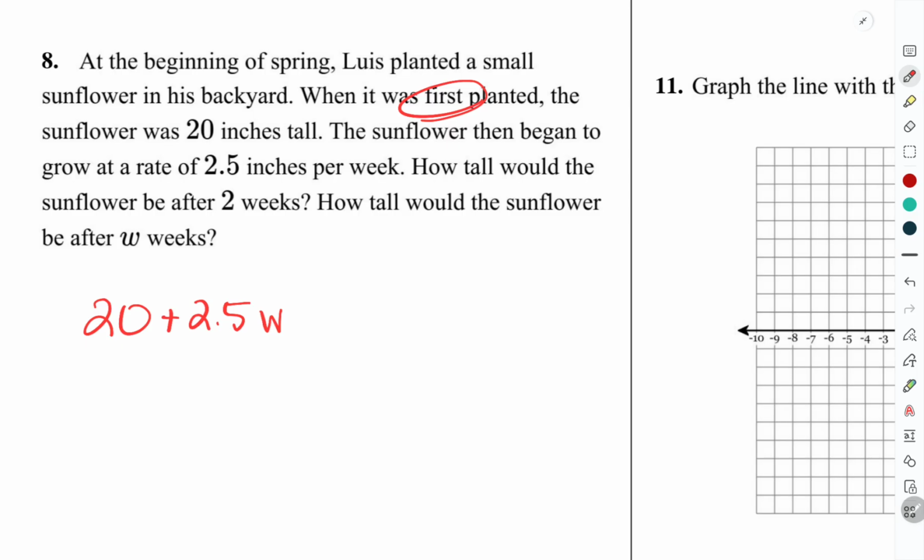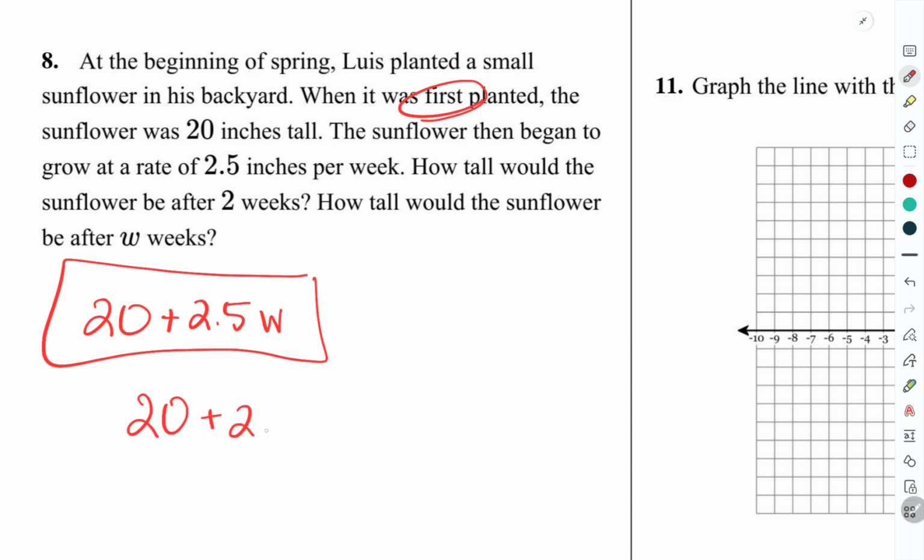How tall will the sunflower be after 2 weeks? How tall will the sunflower be after W weeks? So that's my expression that represents this scenario. But I want to find specifically when it's been 2 weeks. So that is going to be 25. It'll be 25 inches tall after 2 weeks.